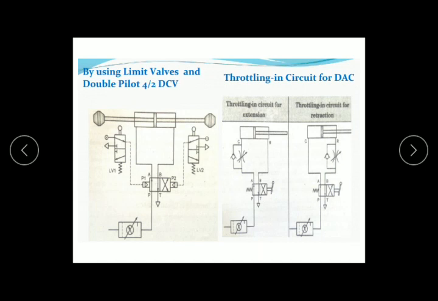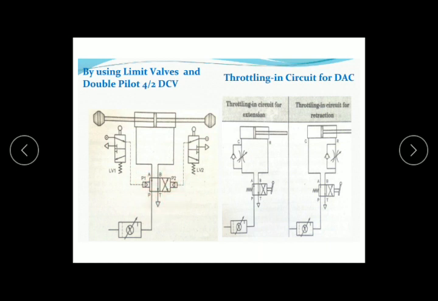Then, operation of limit valves by using a double pilot 4/2 DCV. In these systems, we have pneumatically operated pilot actuation, in which the actuation of limit valve 1 and limit valve 2 is fully controlled by the contact between this construction and the roller contact. Once you get the extension of the system, one of the valves will activate and you can shift the position from one to the second position.